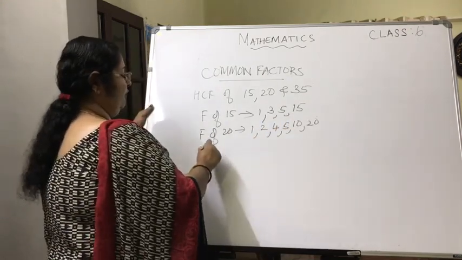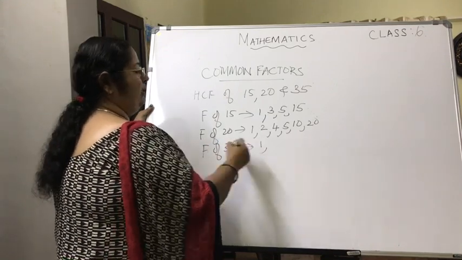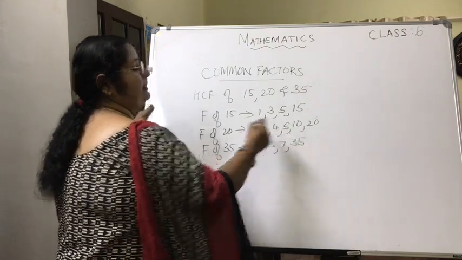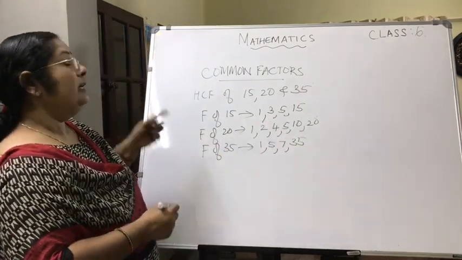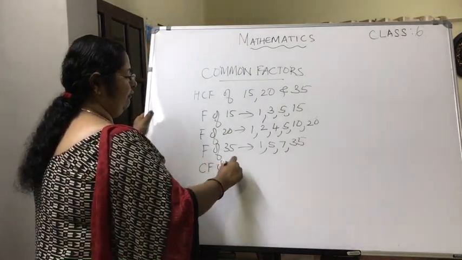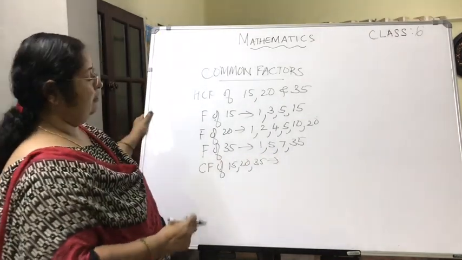Now what are the factors of 35? Third step is to find the factors of 35. 1, 5, 7 and 35. These are the factors of 35. Now what is the next step? To find the common factors of 15, 20 and 35. Which are the common factors of 15, 20 and 35?